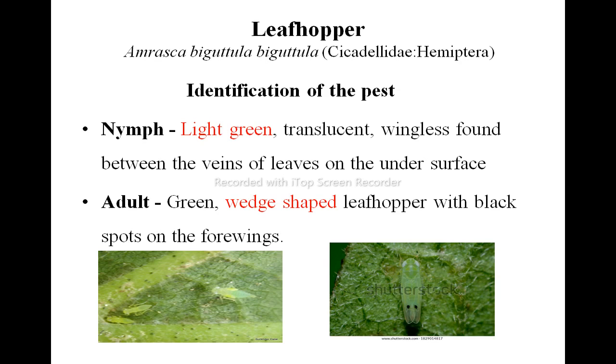Next, adult. Adult is dark green in color, and the most important identification of the adult is that it is wedge shaped, and on the forewings they bear two black spots. And one most important feature about the leafhopper is that it runs sideways.